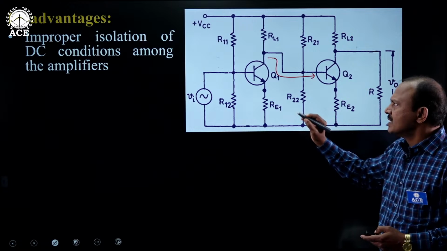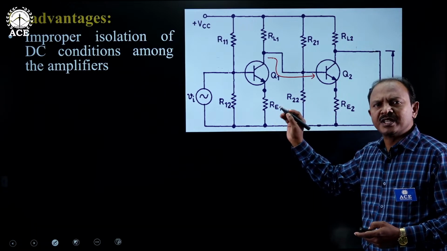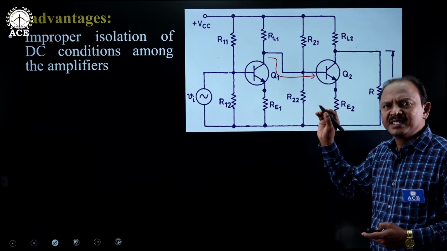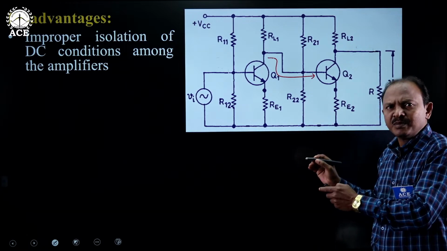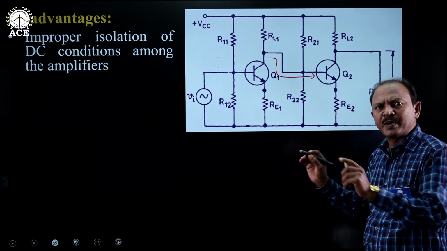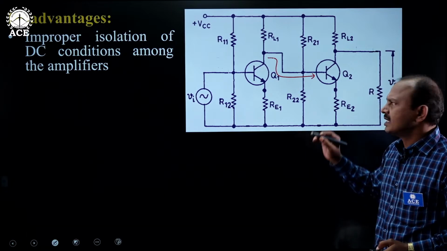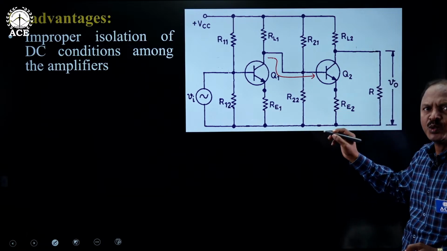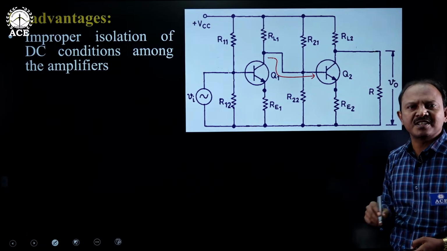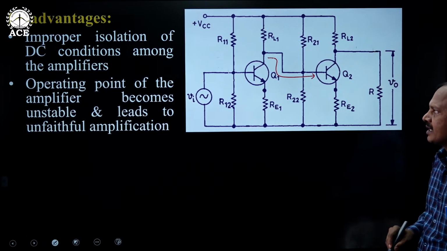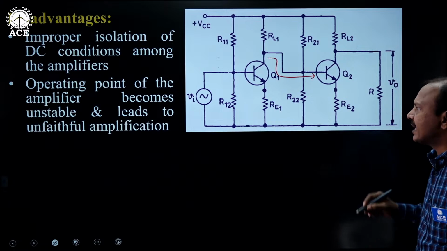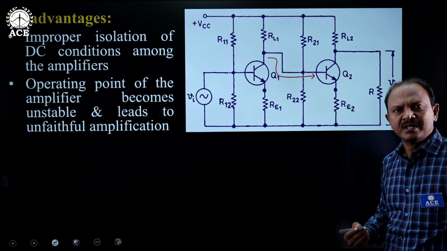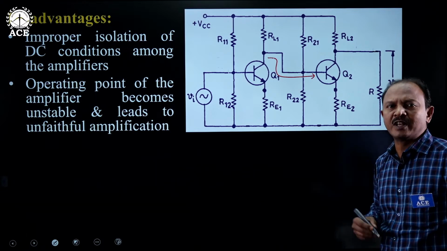So, that means since there is no coupling capacitor placed in the amplifier circuit, in the total amplifier, DC isolation is not done. Means the DC currents are not properly separated. As a result of this, there is disturbance to the DC conditions of stage 1, disturbance to the DC conditions of stage 2 and so on. Where does it reflect? It will reflect on the second drawback. The overall operating point of the amplifier becomes unstable. If the operating point of the amplifier is unstable, where does it reflect? It leads to unfaithful amplification.